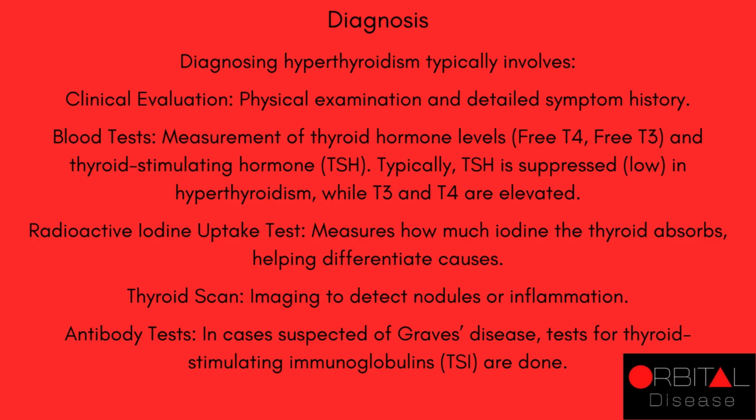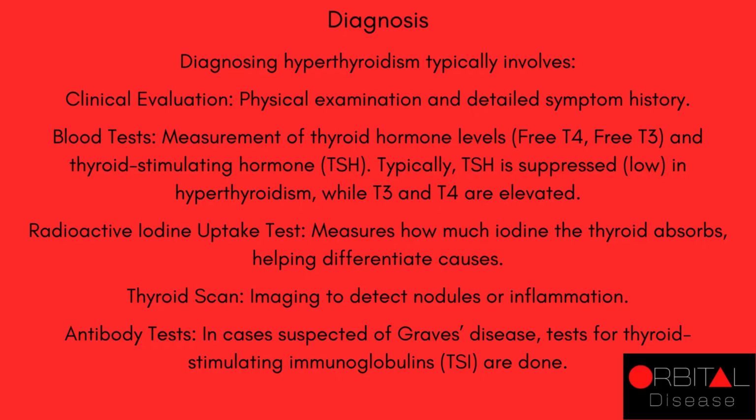Diagnosis. Diagnosing hyperthyroidism typically involves clinical evaluation, physical examination, and detailed symptom history. Blood tests, measurement of thyroid hormone levels, free T4, free T3, and thyroid-stimulating hormone, TSH. Typically, TSH is suppressed, low, in hyperthyroidism, while T3 and T4 are elevated.